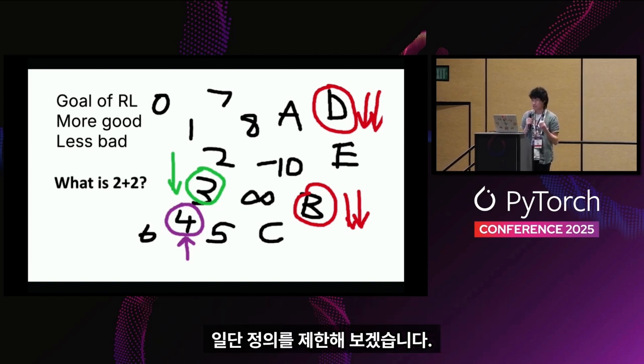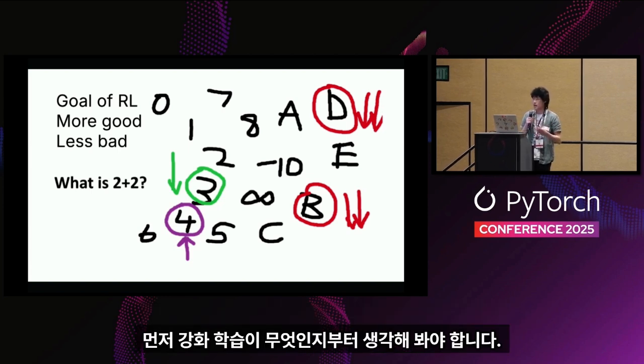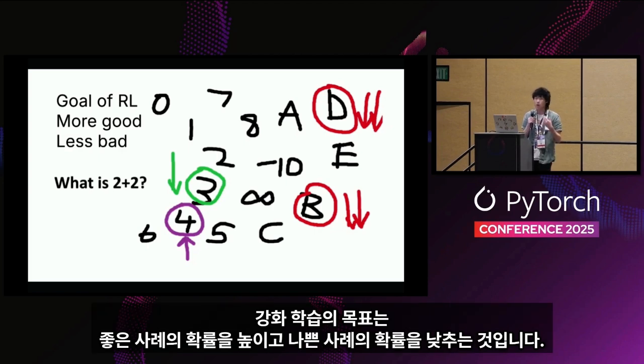All right, let's just constrain the definition. So firstly, we need to think about what reinforcement learning is. The goal of reinforcement learning is that we want to make good examples have higher probability and bad examples have lower probability.